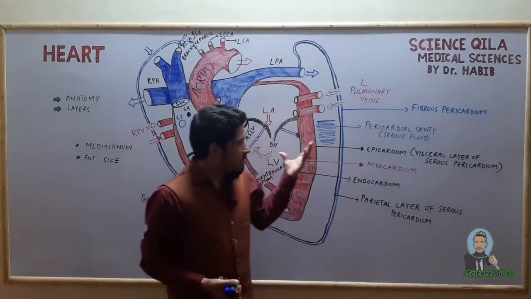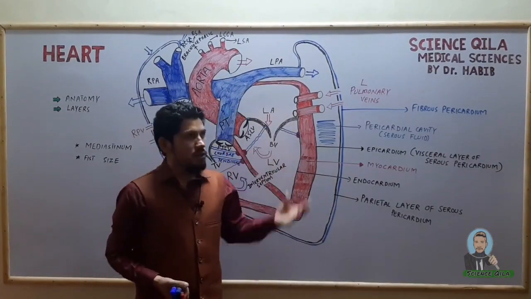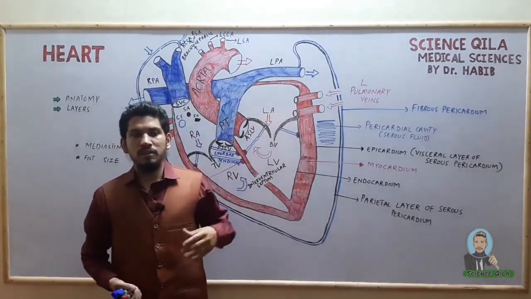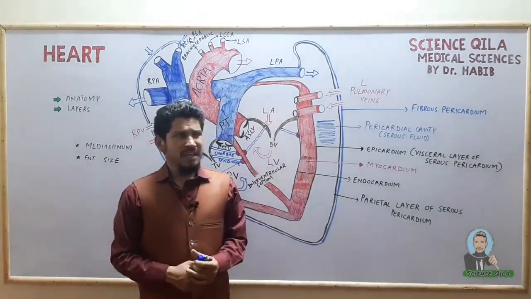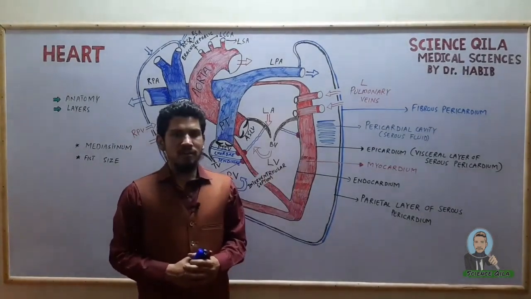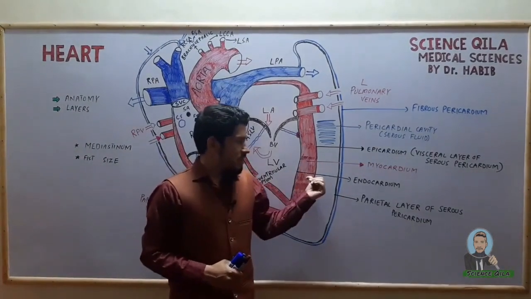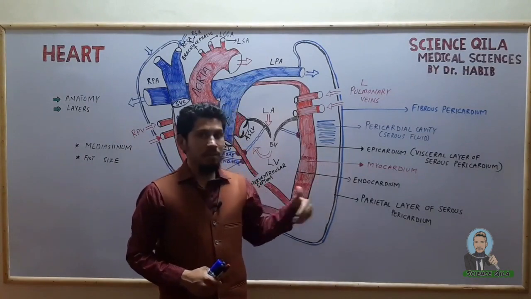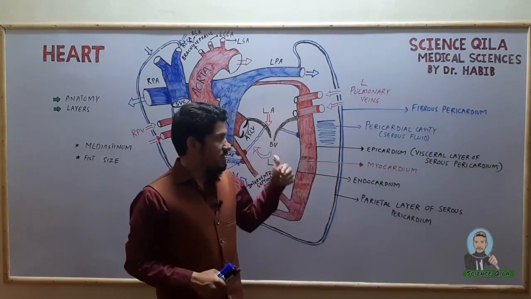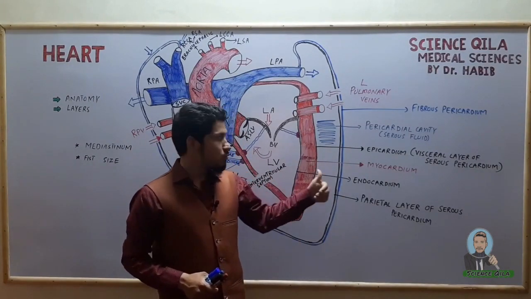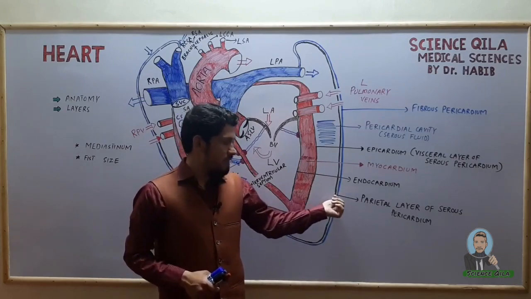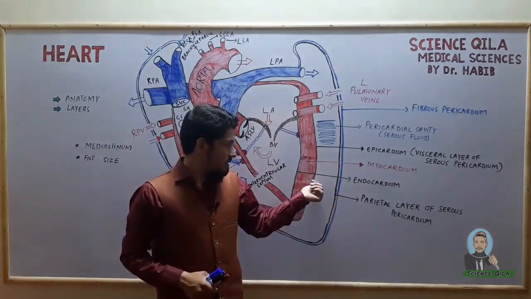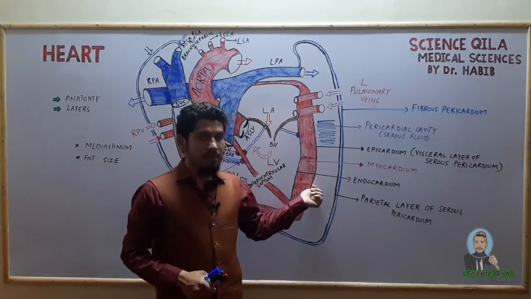So this was all about the heart, where we learned about the four chambers and four valves of the heart, and there are three important layers of the heart: inner endocardium, middle myocardium, and outer pericardium. That outer pericardium is further composed of the visceral layer of serous pericardium and the parietal layer of serous pericardium. The second name of the visceral layer is epicardium.